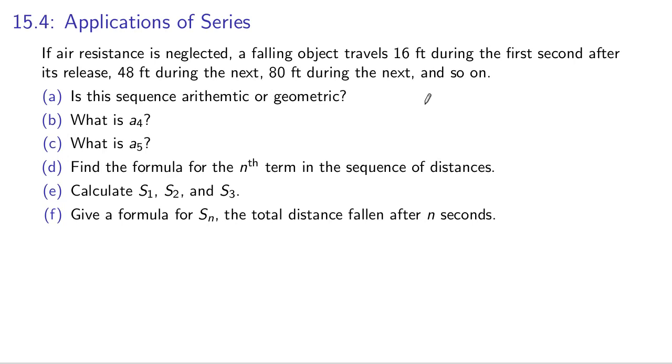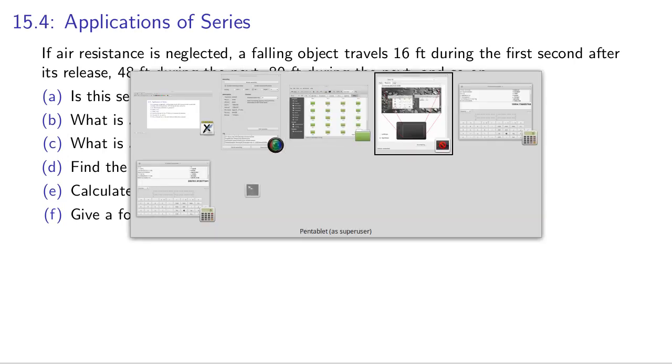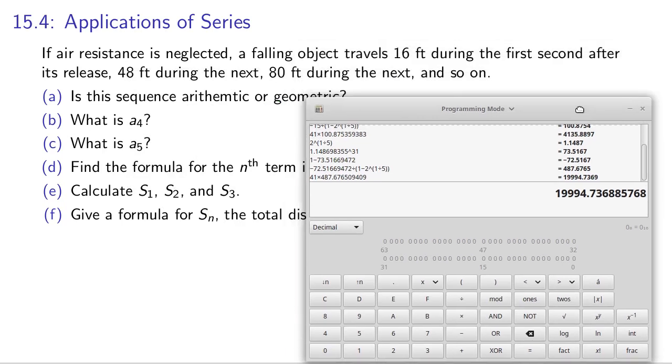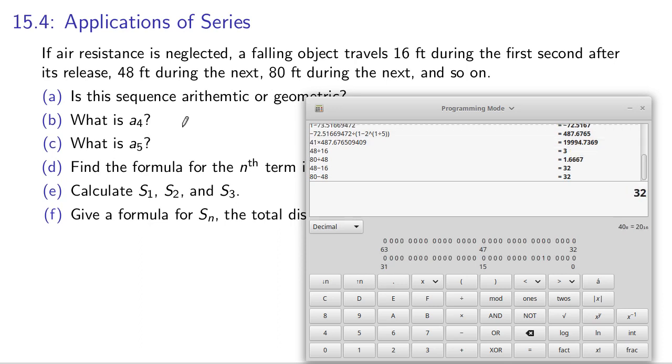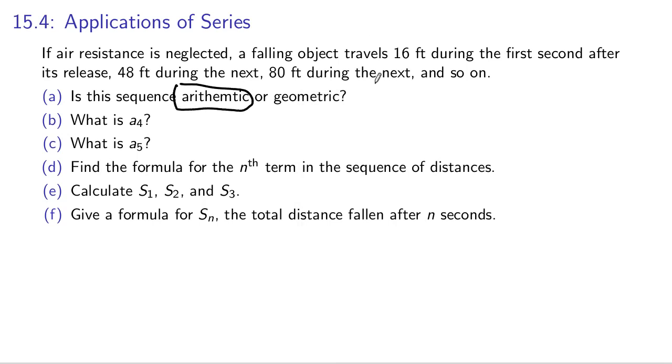First, is this sequence arithmetic or geometric? If it were geometric, we should be able to take a common ratio from the terms and it would be the same. 48 over 16 is 3, 80 over 48 is 1.6. So it's not geometric. If it's arithmetic, we should be able to subtract them and come up with a common distance. 80 minus 48 is 32. So the answer is arithmetic, and the distance d is 32.